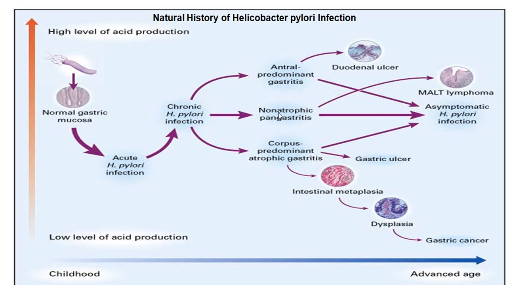Now the second area can involve the entire stomach, and it is called non-atrophic pangastritis, which can end up in MALT lymphoma, or in asymptomatic H. pylori infection. And corpus predominant atrophic gastritis will end in gastric ulcer or asymptomatic H. pylori infection. This atrophic gastritis can produce metaplasia, then a stage called dysplasia, and finally gastric carcinoma. As age advances, the chance of gastric carcinoma is much higher, and by and large acute H. pylori infection will be converted into chronic H. pylori infection, and then there is a chance of duodenal ulcer, gastric ulcer, MALT lymphoma and gastric carcinoma.